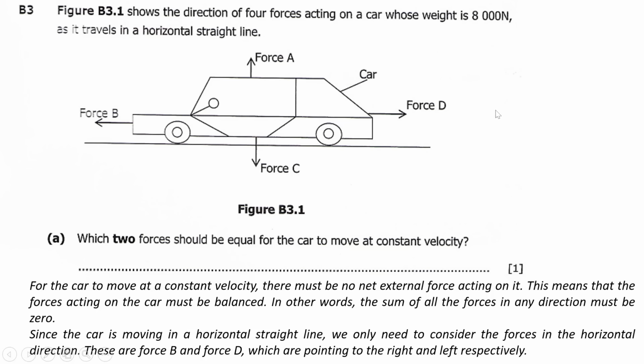So this is the force in the horizontal direction, and this. There are force B and force D, which are pointing to the right and left respectively. So when they say which 2 forces should be equal for the car to move at a constant velocity, they are these ones here, because the car is moving in a horizontal straight line, and these are the ones in that direction. So you say force B and force D.